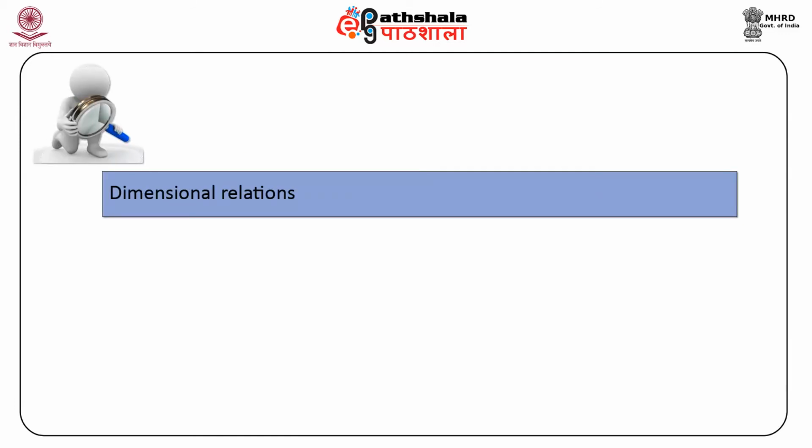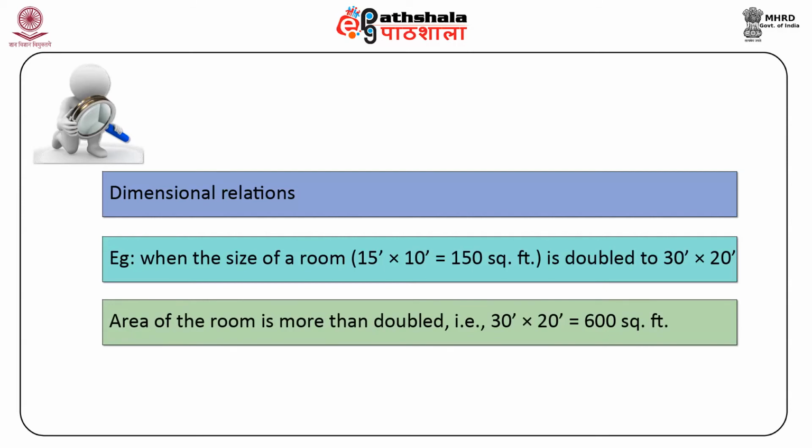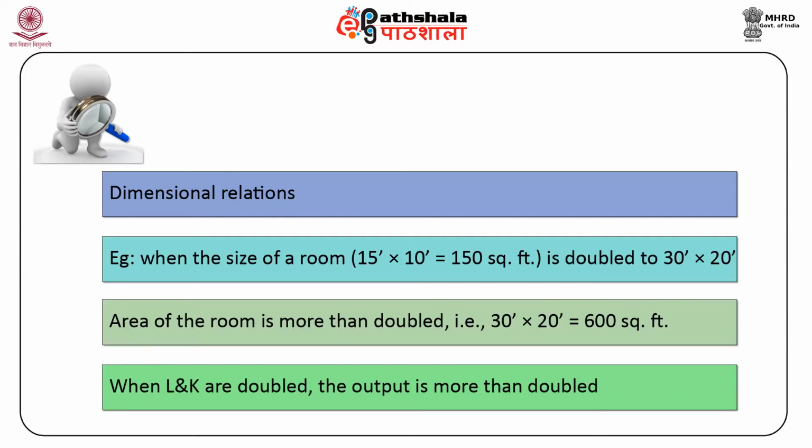Dimensional relations. For example, when the size of a room 15 into 10 inches is equal to 150 square feet is doubled to 30 inches into 20 inches, the area of the room is more than doubled. That is, 30 into 20 inches is equal to 600 square feet. When diameter of a pipe is doubled, the flow of water is more than doubled. Following this dimensional relationship, when the labor and capital are doubled, the output is more than doubled over some level of output.